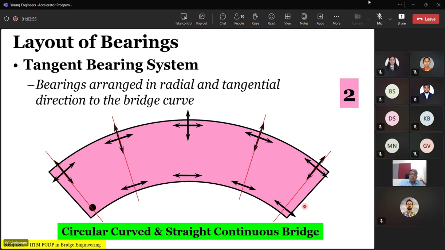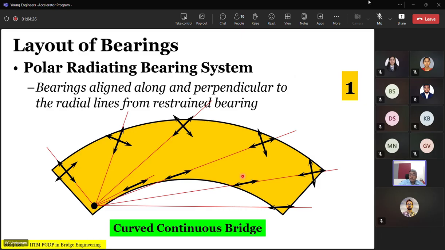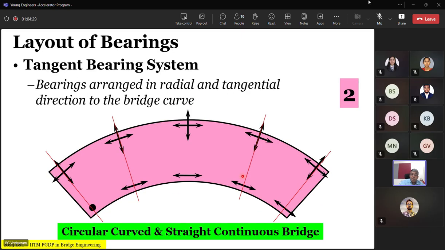But quite often, the other alternative that is commonly seen is for circular curved and straight bridges, where you get what is called a tangent bearing system. So you have one fixed bearing and all the guided bearings are tangent to the curvature. They are tangent to the curve. So this is also possible. Now comes the question, which is better? Is the polar radiating system better, or is the circular curved or tangent bearing system better?